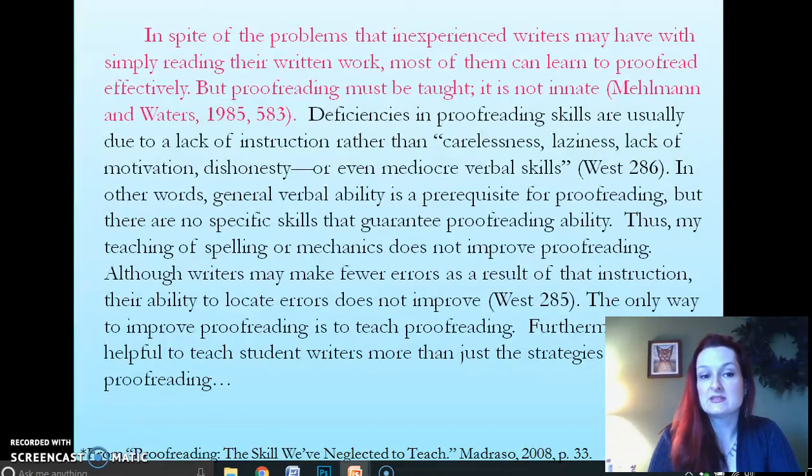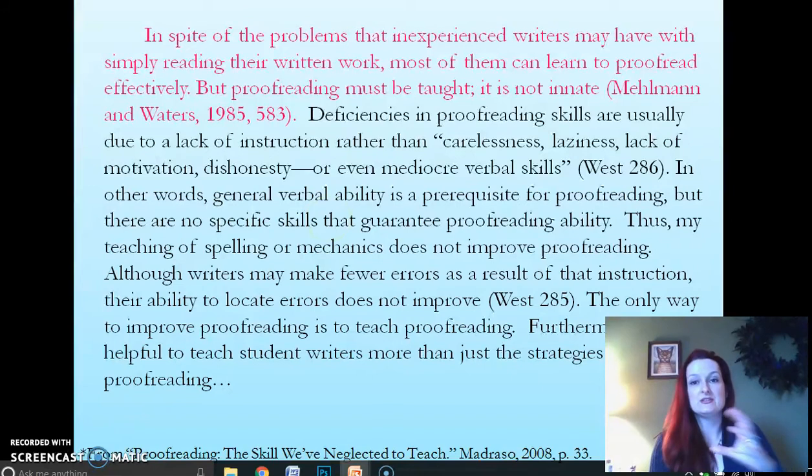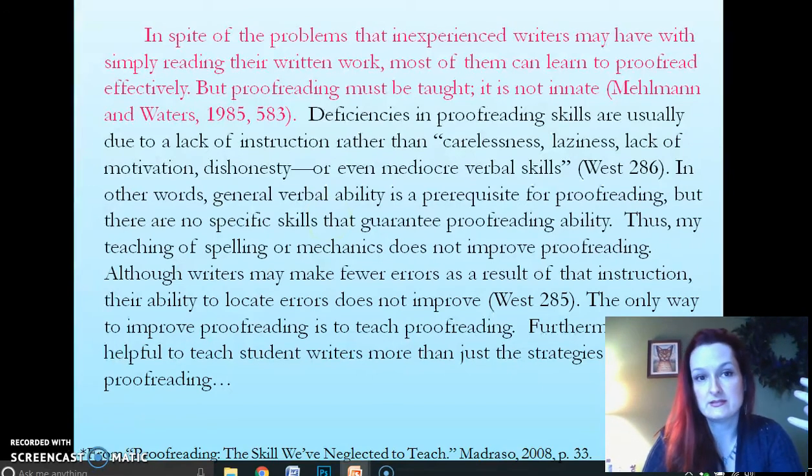ability. Thus, my teaching of spelling or mechanics does not improve proofreading. Although writers may make fewer errors as a result of that instruction, their ability to locate errors does not improve. The only way to improve proofreading is to teach proofreading. Furthermore, I find it helpful to teach student writers more than just the strategies for proofreading. So again, we have a topic sentence in pink, and we have a paragraph where every sentence in there relates back to that topic sentence.